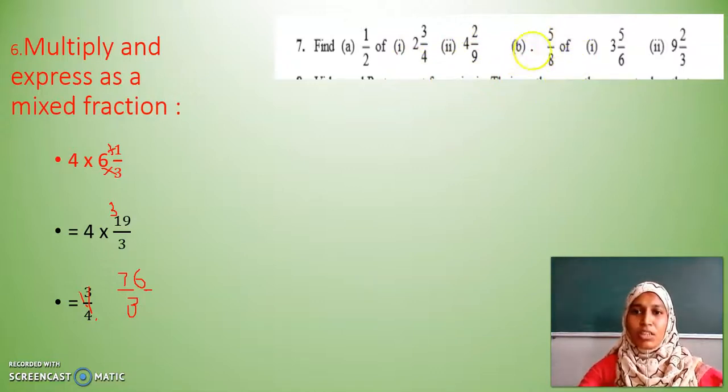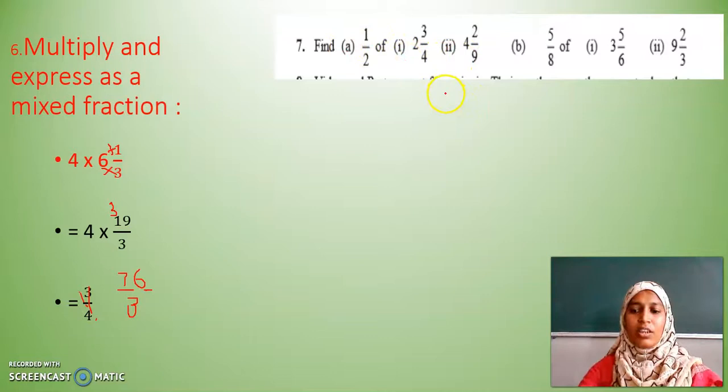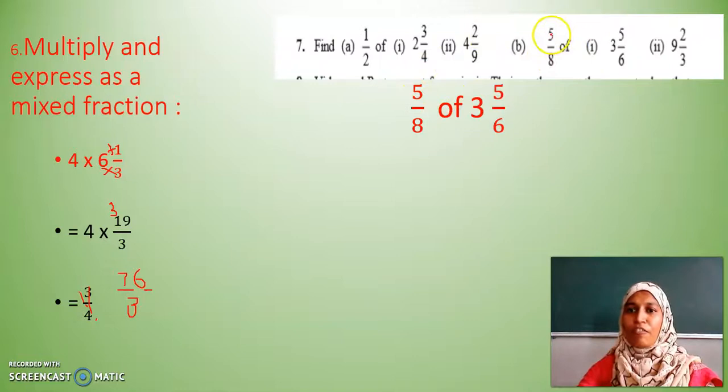Okay. In B question, again you have 2 questions. You have to find 5 by 8 of 3 5 by 6. That is one problem. Again 5 by 8 of 9 2 by 3. That is second subdivision. Is it clear how to interpret this question? In your book, you have 3 questions of this model with question number A subdivision and another subdivisions 1 and 2. You should know to interpret this question. Now I am going to simplify this B question first subdivision 5 by 8 of 3 5 by 6.